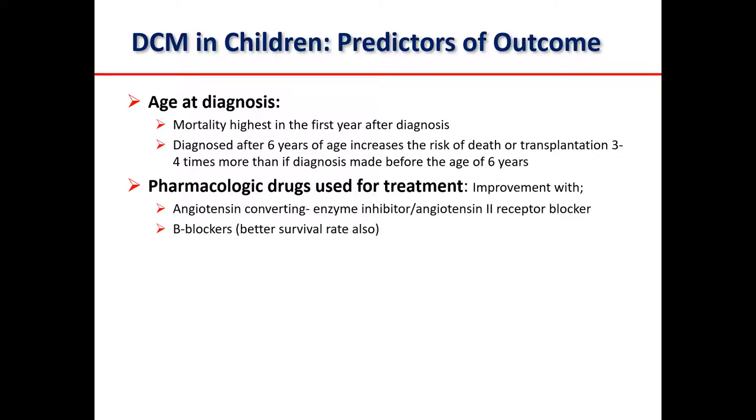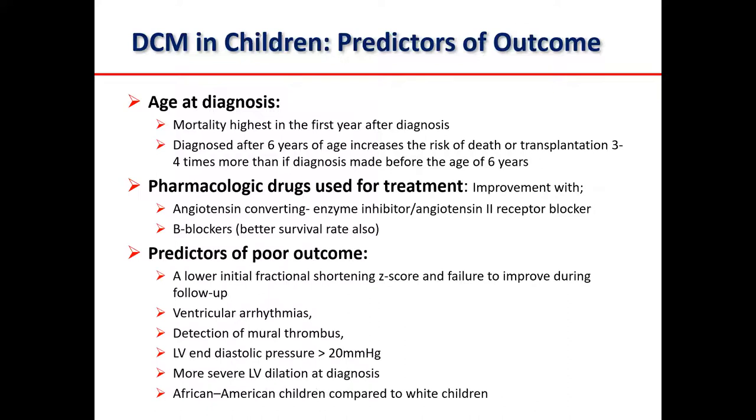Also, there has been survival advantage, as I showed you, with beta blockers. At least we have some data on beta blockers. And ACE inhibitors are also supposed to be helping in improvement of LV function or LV remodeling. Therefore, these two drugs must be used in all patients who have dilated cardiomyopathy.